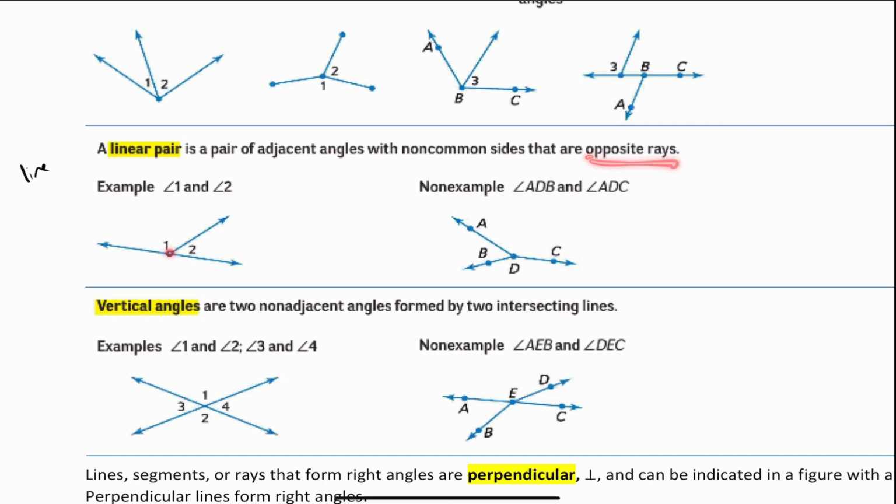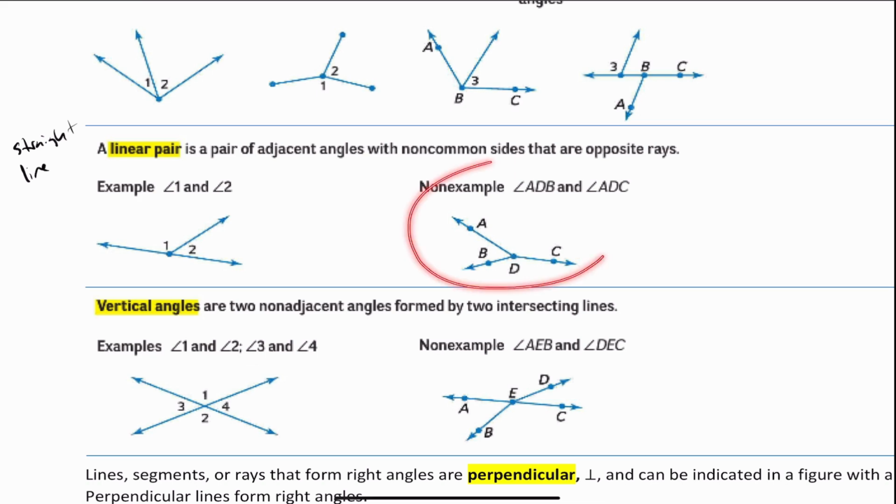So you have a point and it goes in that direction, and using that same point, it goes in this direction, and then there's an angle being formed. So this is considered a linear pair. So really, it is a straight line here.